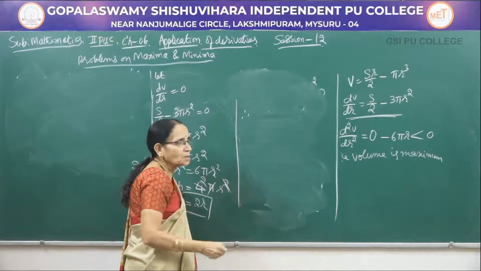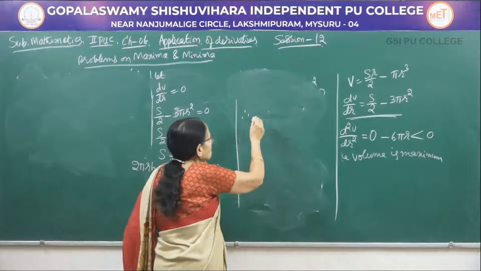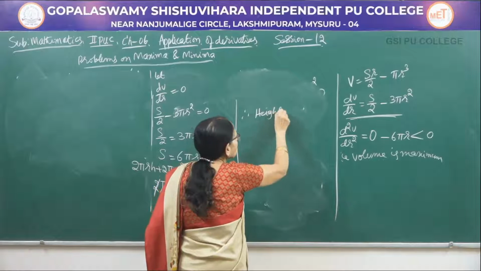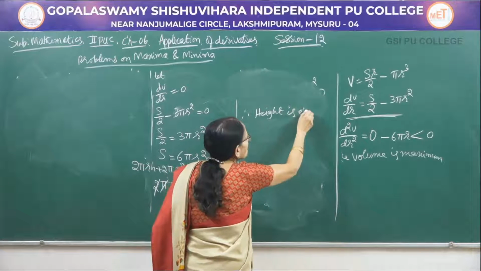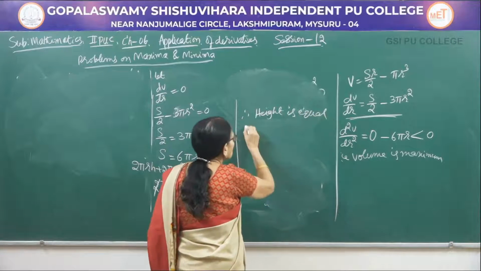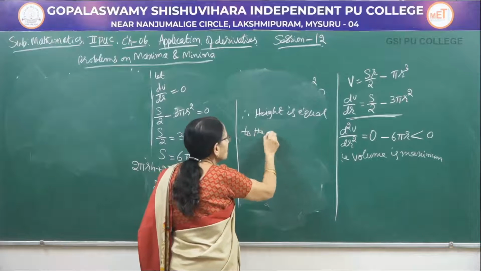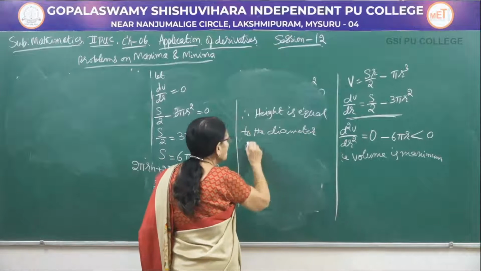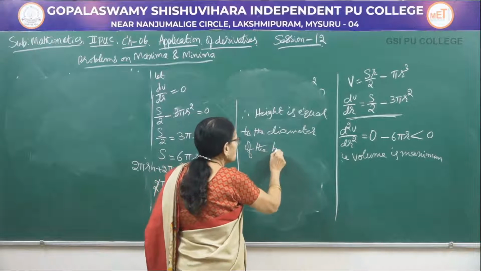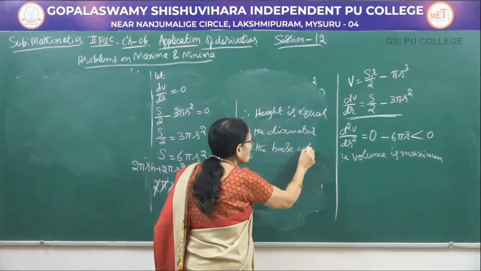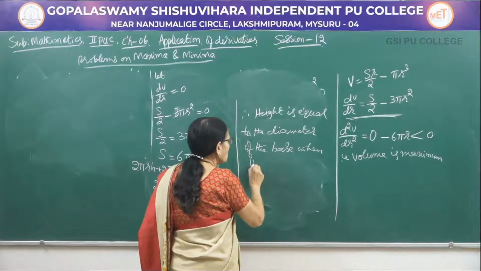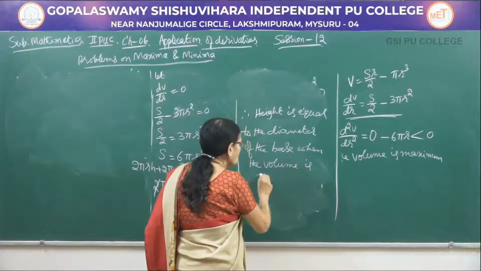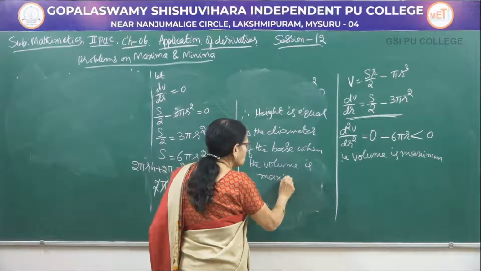Therefore, you write the conclusion in a sentence, that is, the height is equal to the diameter of the base. When does it happen? When the volume is maximum.